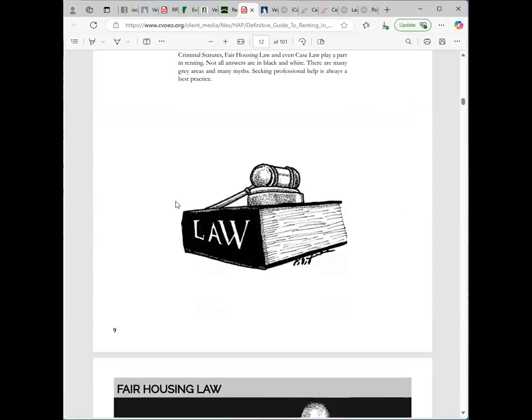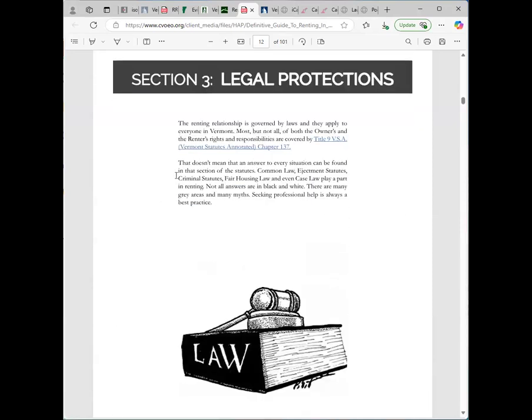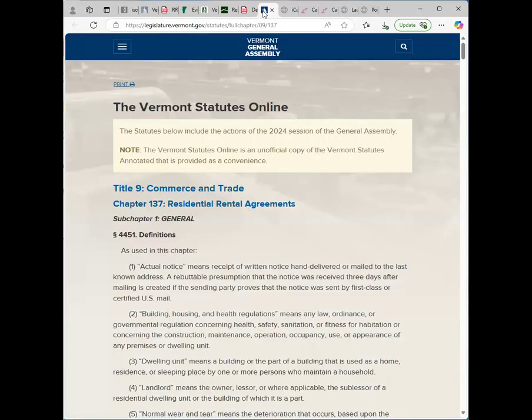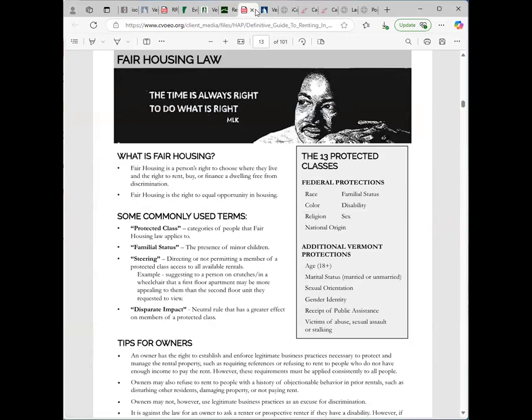Section 3, this is on page 9 of the guide. This is called legal protection, and it brings up exactly renters, owners and renters' rights and responsibilities covered by, guess what? Title 9, Vermont Statutes Annotated, Chapter 137, which is exactly what was the first document that I showed you. So that's the hyperlink there. That's pretty good. We talk about fair housing in this guide as well.